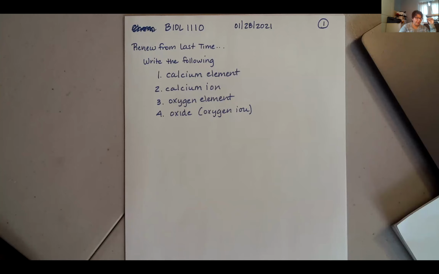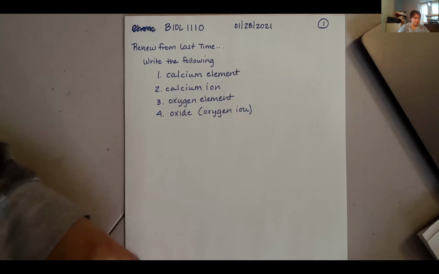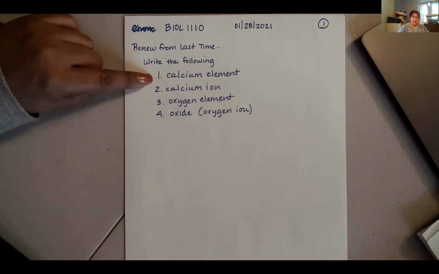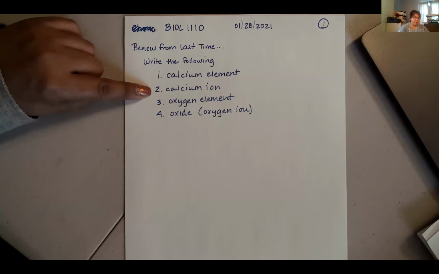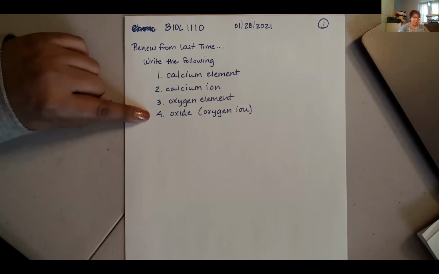And we're going to review a little bit from the last time. We were talking about the difference between elements and ions. So let's review. Write out for me the notation. How would you write calcium element? How would you write calcium ion? How would you write oxygen as an element and oxide, which is the same thing as oxygen ion? Try that for me right now.